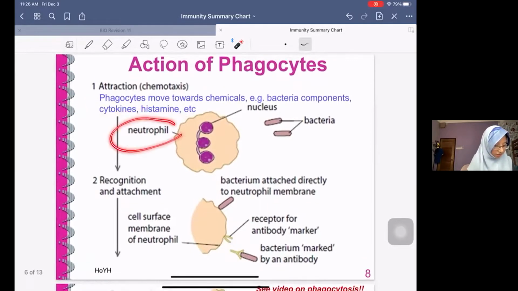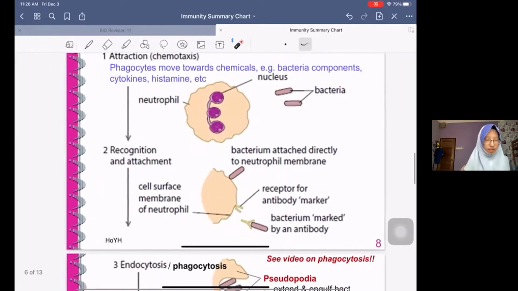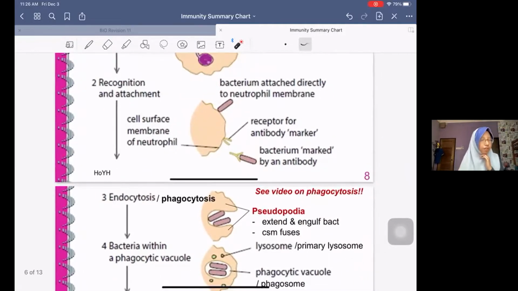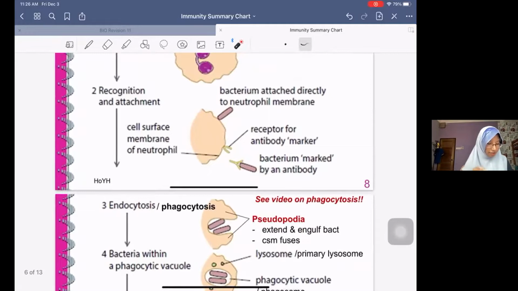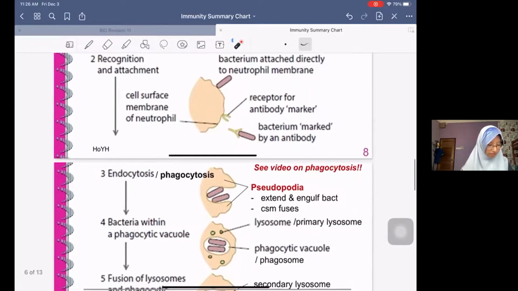So yes, this is a neutrophil, with the granulated, multi-lobed nucleus, approaching a bacterium. Second will be the recognition and attachment. The neutrophil will then attach to the bacterium with its specific antibody for the antigen of the bacterium.